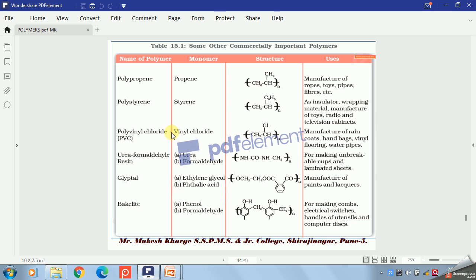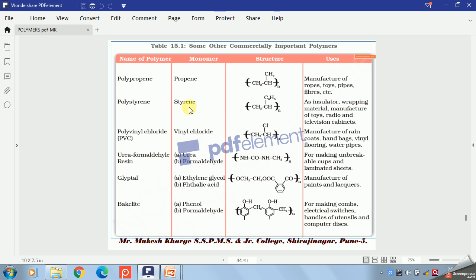Then there are some commercial polymers, their names, then the monomers from which they are prepared, their structures and uses. Remember this, it may be asked in short questions for 1 or 2 marks. So polypropylene is obtained from polymerization of the monomer propylene. Structure is dash CH2 dash CH CH3 dash n times, and it is used for manufacture of ropes, toys, pipes and fibers.